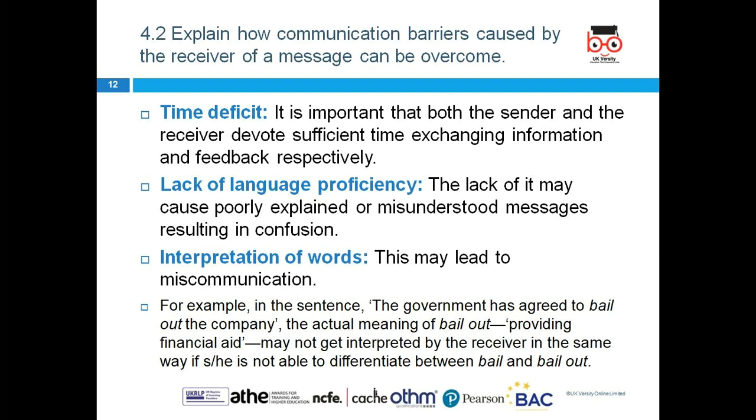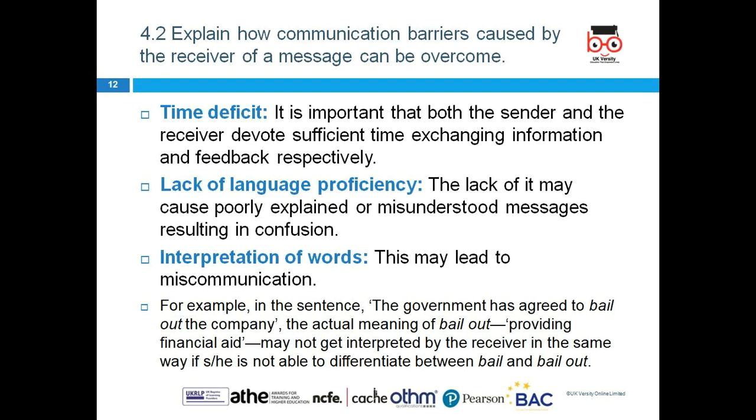Lack of language proficiency. So it might be because they don't understand certain things, or it might be poorly explained, so it'll be misunderstood and confusing. And then interpretation of words, this can lead to confusion. So an example of this is: the government has agreed to bail out the company. But what does bailout actually mean? So it means providing financial aid, but it might not get interpreted by the receiver in the same way.